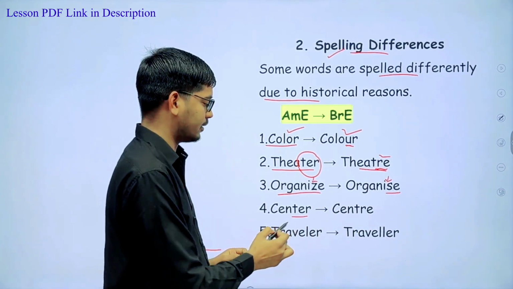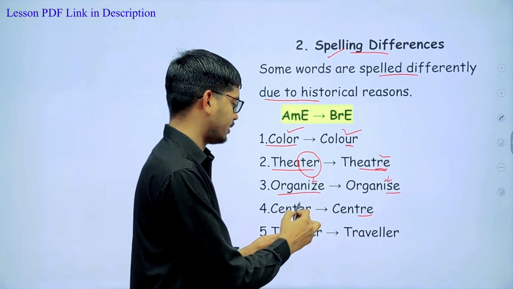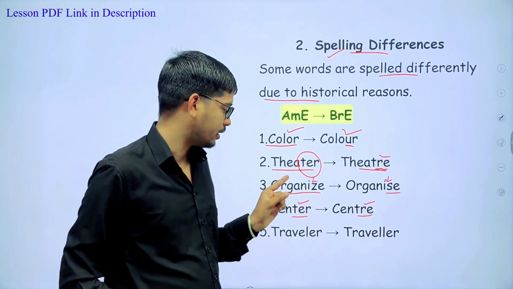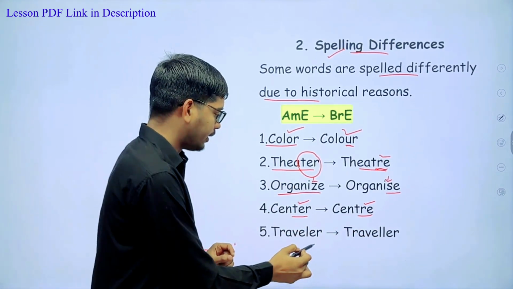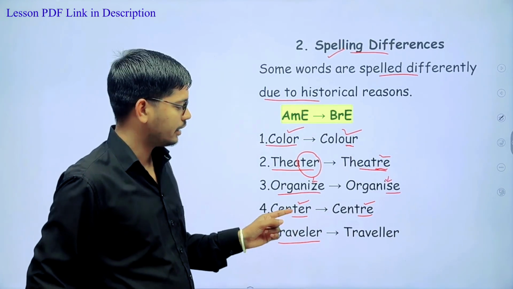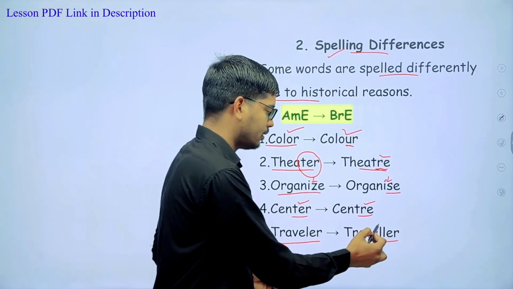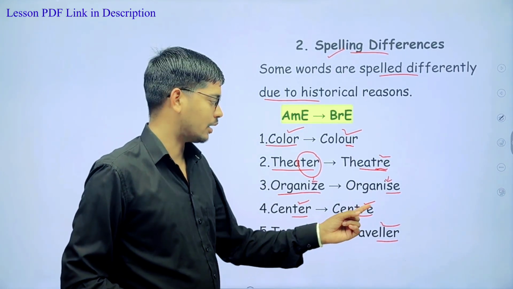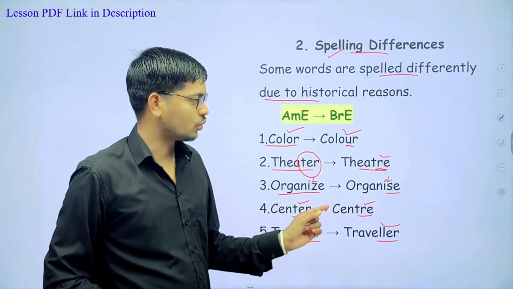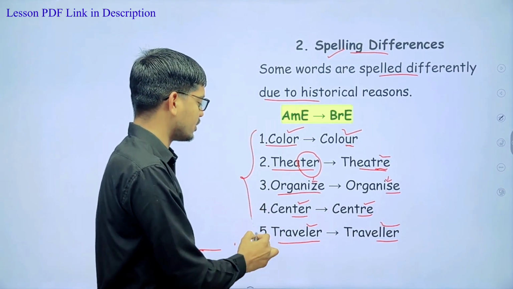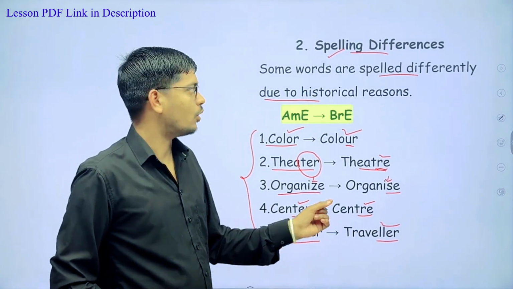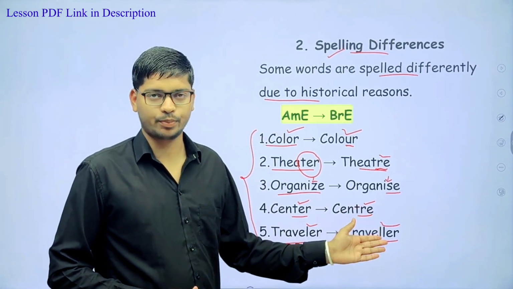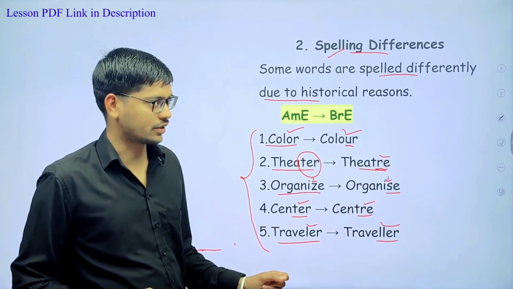Okay. Next, center, and here centre. So RE in British English, ER in American English. Okay. Traveler. Here traveler, and also here traveller. So single L in American English and double L in British English. Okay, so guys, you understand these differences between American and British English words. Here the most important difference is related to spelling. Okay, so let's see our next difference.